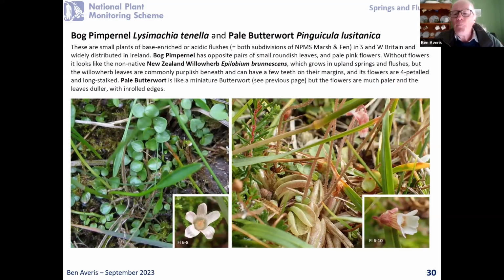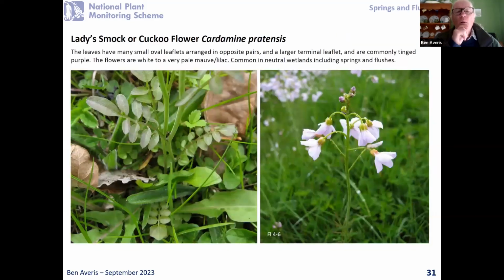And the pale butterwort is like a real miniature version of the ordinary butterwort. It's much smaller, leaves are really inrolled around the edges, and they're a duller pale browny green colour, and the flowers are much, much smaller. And it does very well in base enriched flushes in the West, really, where you find that.